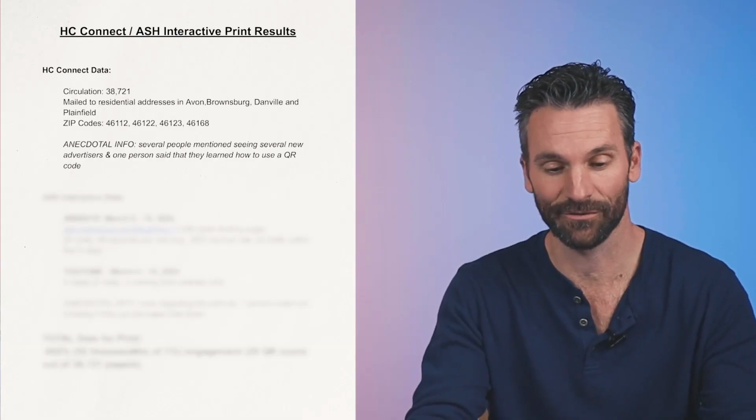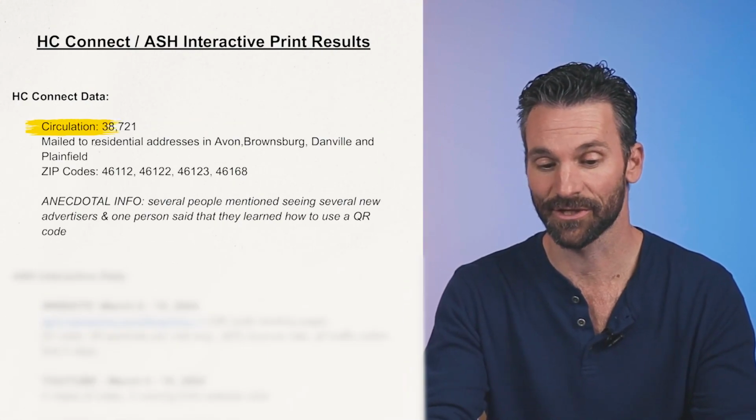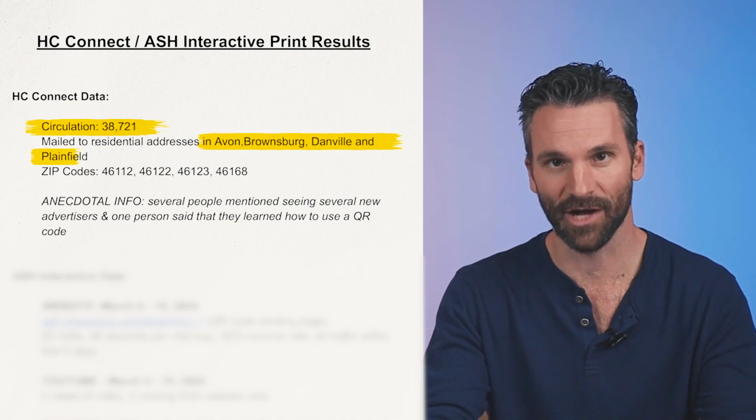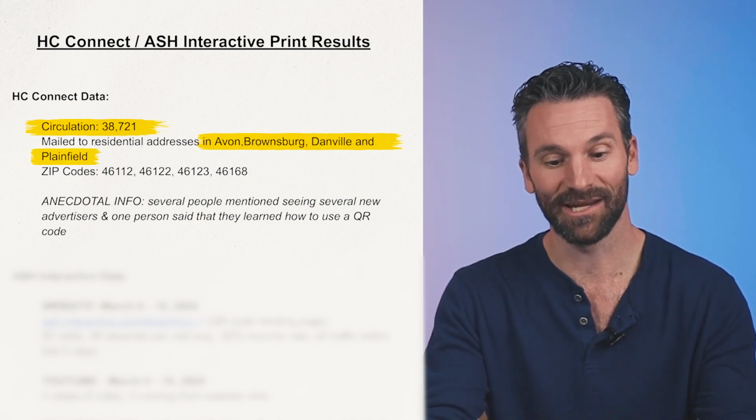First of all, this is the data that we sent over. This is our circulation, which is 38,721 homes, and they're in Avon, Brownsburg, Danville, and Plainfield. As a publisher and as a representative of the Hendricks County Community Connect, I get out into the community and I'm constantly getting feedback. I want to know how people's ads are doing, what they're seeing in there, and what they're not seeing in there. And then we use that as information to help make our paper better each time.